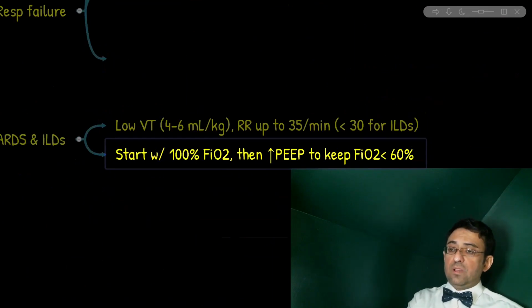Once more, how do we adjust the oxygenation indices? We initiate with high FiO2, then we gradually drop it while increasing PEEP. What's the target FiO2? Target FiO2 is less than 60%. It's usually between 40 to 60%. What's the target PaO2 in general for the ventilator setting? PaO2 of 60 to 90 millimeters of mercury.